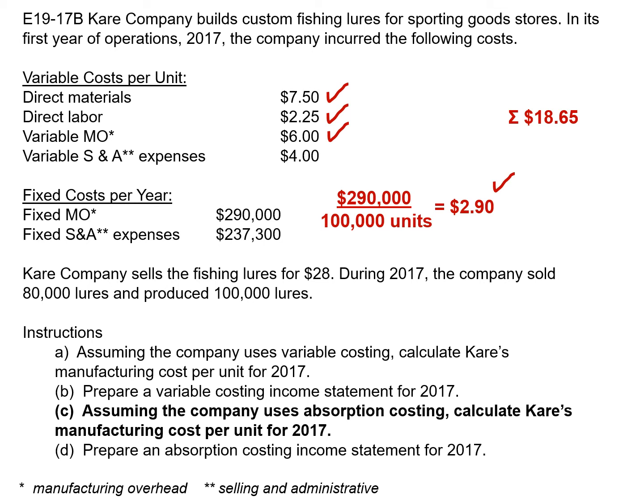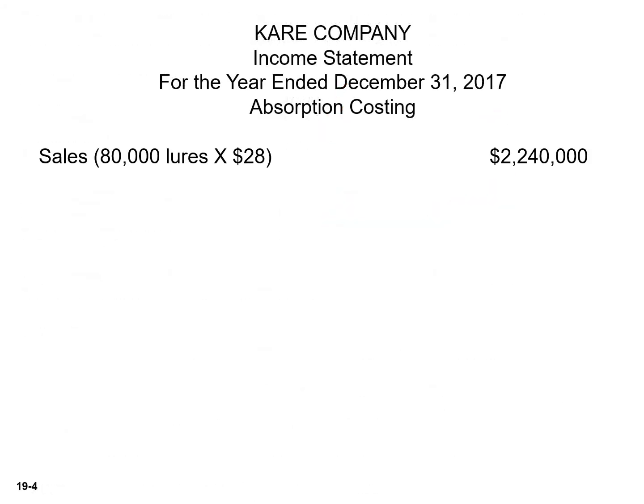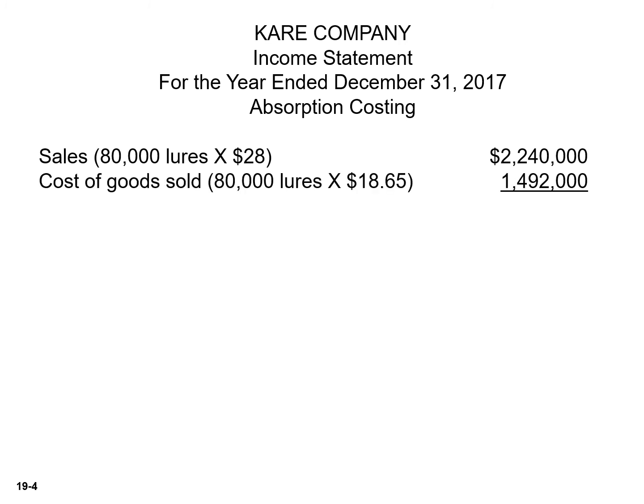$18.65. And again, similar to the variable costing, we sold 80,000 lures, so when it comes to our income statement, that's what we're going to use as the units that were sold. All right, so again, we sold 80,000 lures at $28. Our cost of goods sold is 80,000 times our product cost or our manufacturing cost of $18.65.